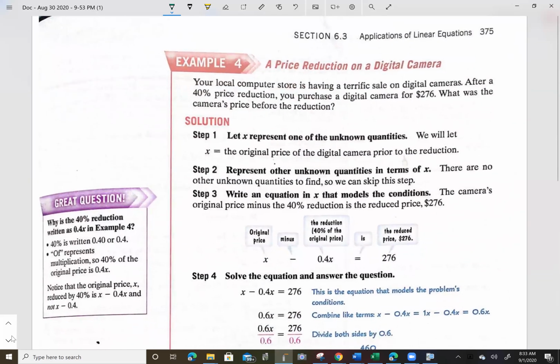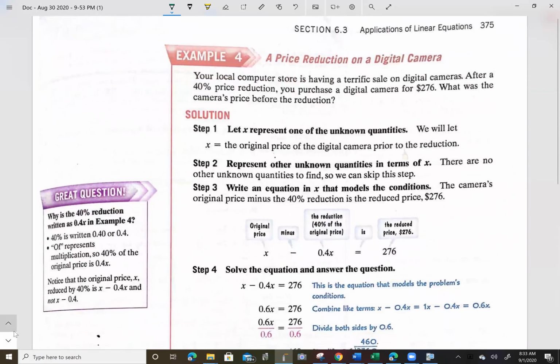A price reduction on a digital camera. I feel like we did a bunch of these when we did 8.1, just to be able to solve those. So it's kind of funny that they wanted us to do section 8.1 first. These should look familiar to you. And remember, 60% of quiz 1 is made up of these types of percent problems, okay?